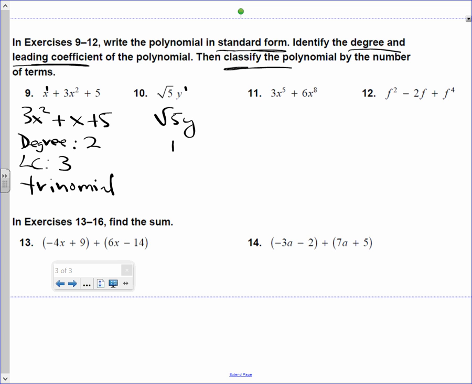Leading coefficient? Radical 5 is your leading coefficient. And how many terms is this? Is it 1 or 2 terms? 1 term, because only multiplication going on. Square root of 5 times y. There's a multiplication going on. So it's a monomial. Mono means 1. 1 term.